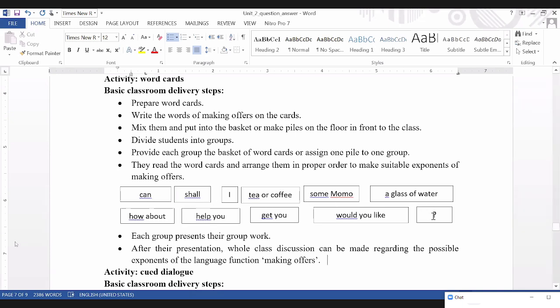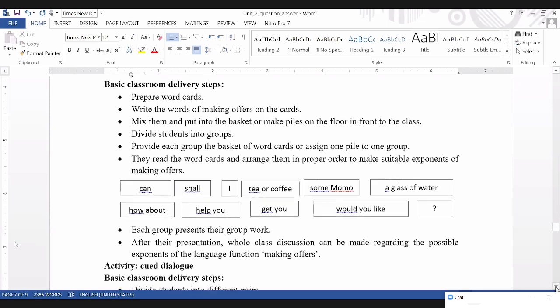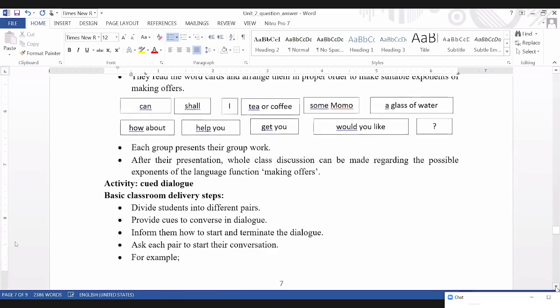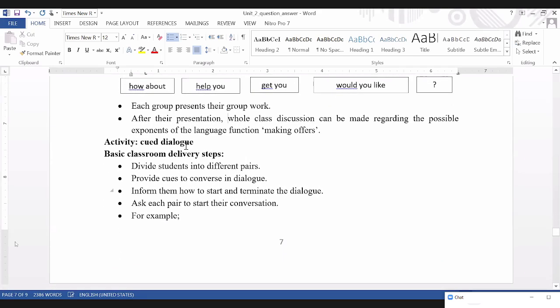So these are words and structures given here. Since they arrange them, that makes possible exponents. Another activity: cue dialogue is also a common activity that can be used in making offers. Basic classroom delivery steps: divide students into pairs, provide cues to each pair to converse in dialogue. Inform them how to start and how to conclude or terminate the dialogue.